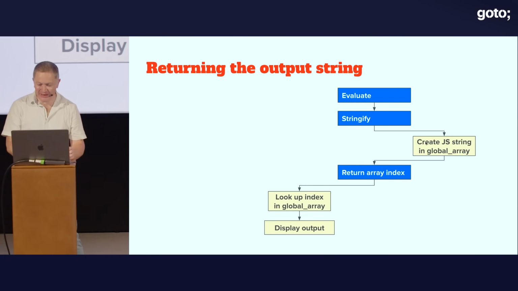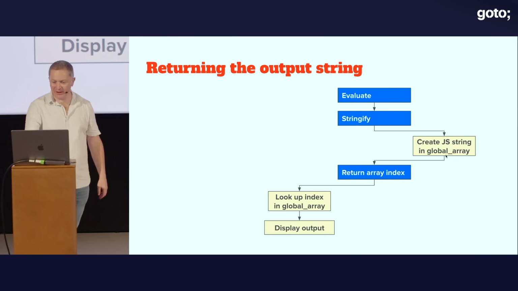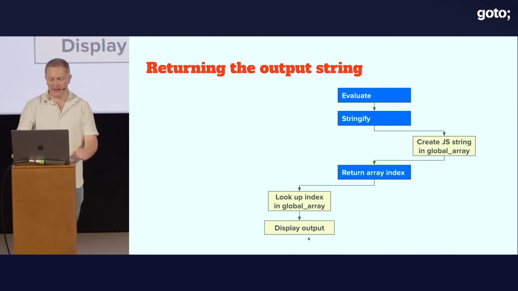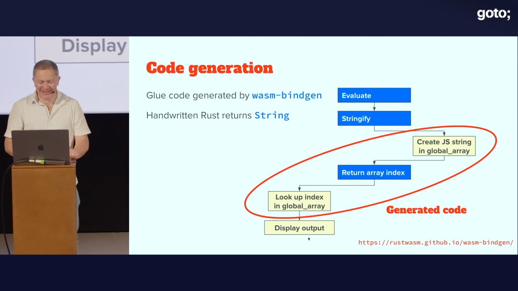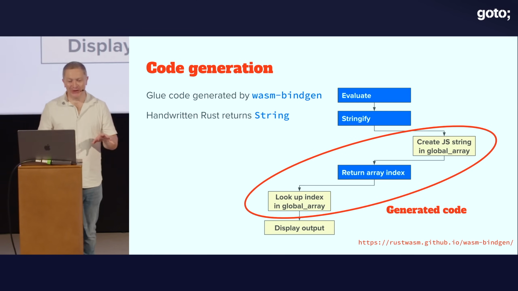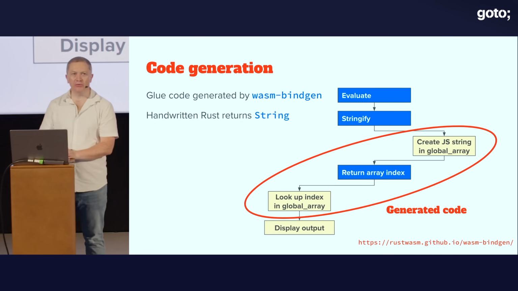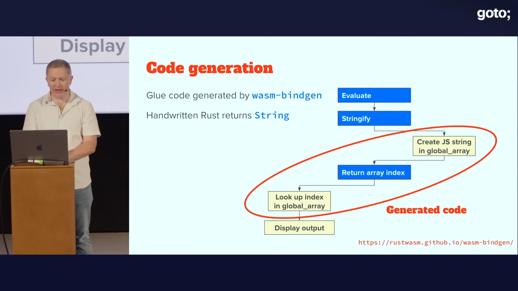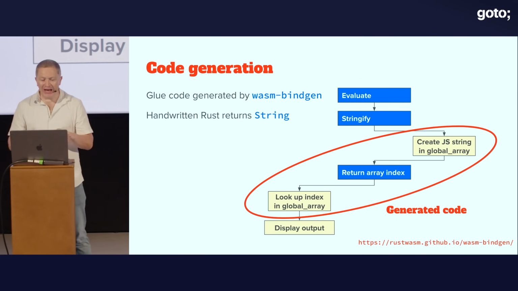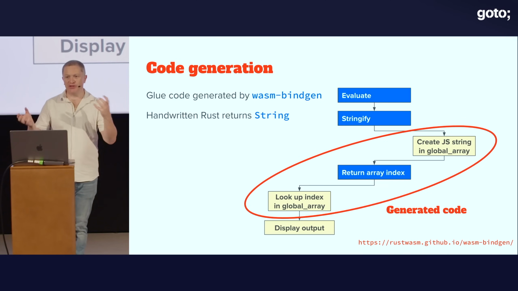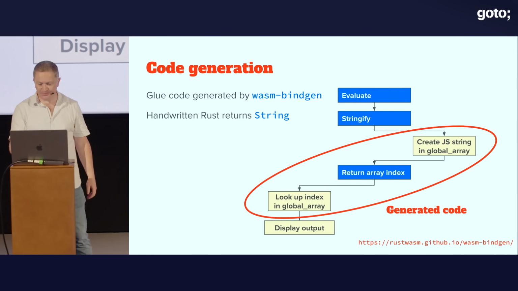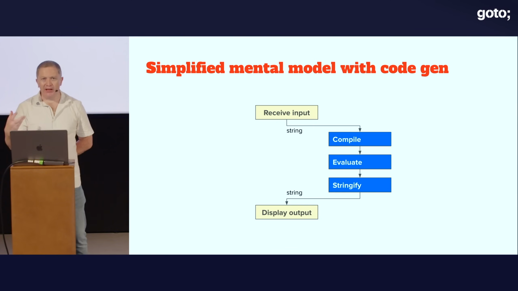And this is it in kind of more pictorial form. So we've stringified the thing. We made a JavaScript string in a global array, returned the index back, got it out again, and displayed it. Okay, so that's kind of a lot of hassle, and this is why you use code generation. This glue code is actually generated by this package I mentioned called wasm-bindgen, which is a Rust specific thing. Other languages have similar sort of stuff. So the handwritten Rust that we actually write does just deal with strings. It takes a string in and returns a string back. There's a link there for wasm-bindgen. So we can use this more simplified model of just working with strings.